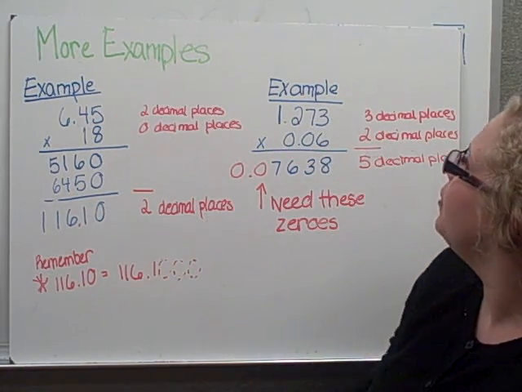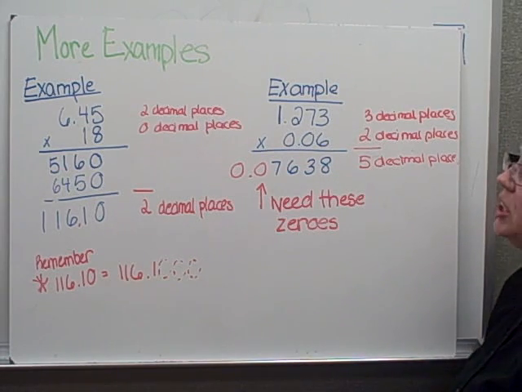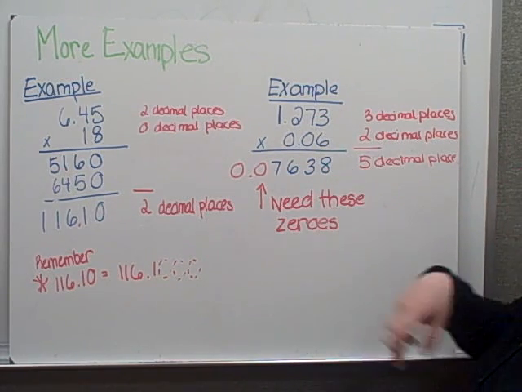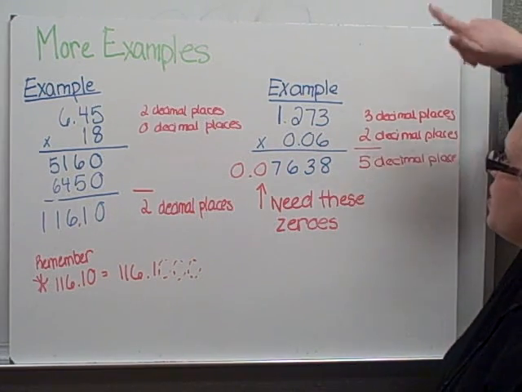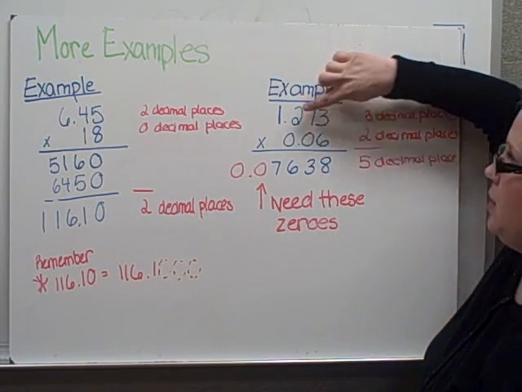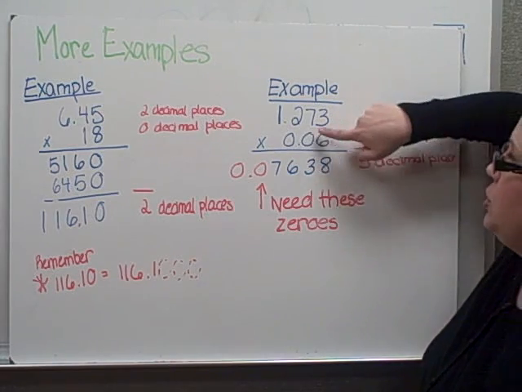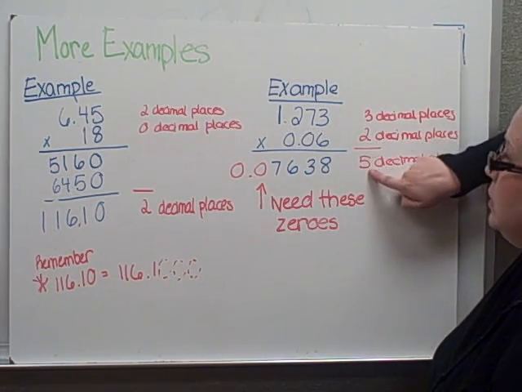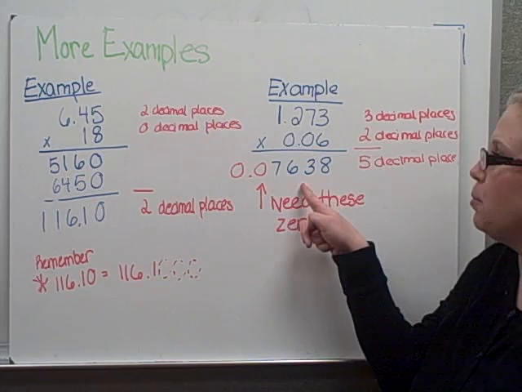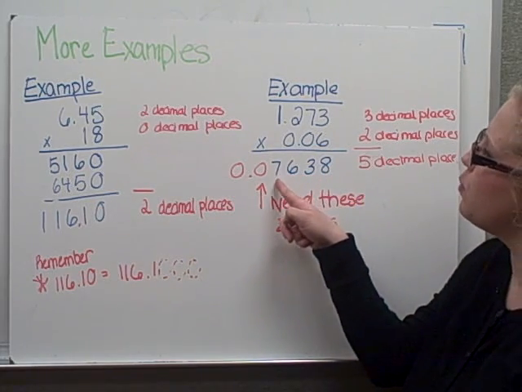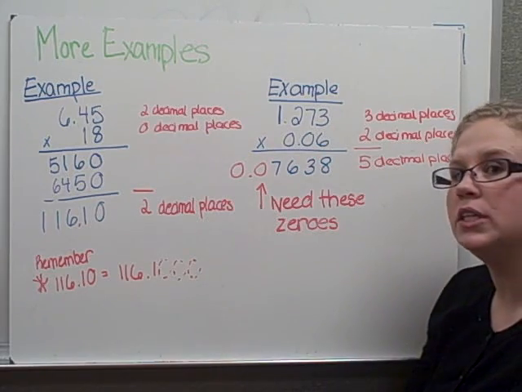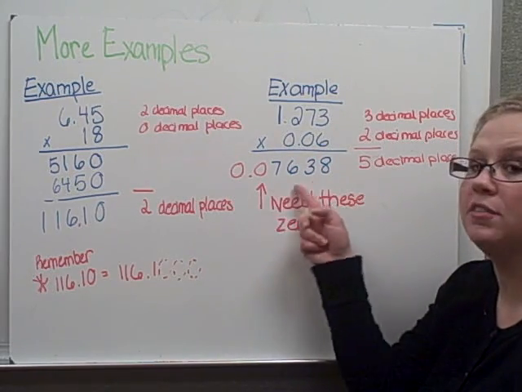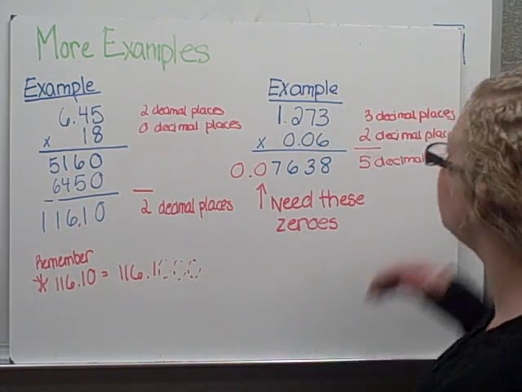Our next example is 1.273 times 0.06. We multiply as if we would any whole numbers, and then we count up our decimal places. Here we have 3, here we have 2. 3 and 2 is 5. 5 decimal places should be in our product. 1, 2, 3, 4, 5. We have to add in a 0 here for our placeholder in order for there to be the 5 decimal places that we need.